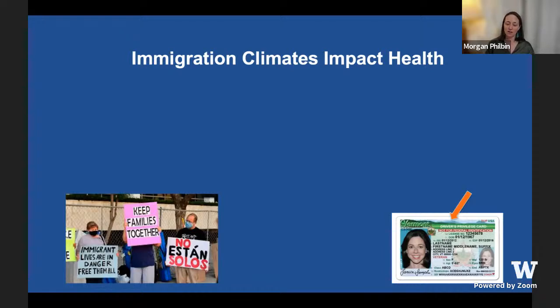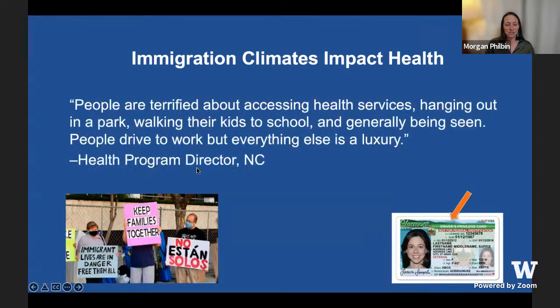And these climates of fear can constrict many aspects of individuals' lives, including their ability to exercise, attend children's school-related events, and access health services. So as an individual in North Carolina shared, "People are terrified about accessing school health services, hanging out in the park, walking their kids to school, and generally being seen. People drive to work, but everything else is a luxury." So again, this quote also highlights the role that driver's licenses may play in all aspects of individuals' health. And so I wanted to keep that in mind when I moved into the quantitative data that I'll present today.